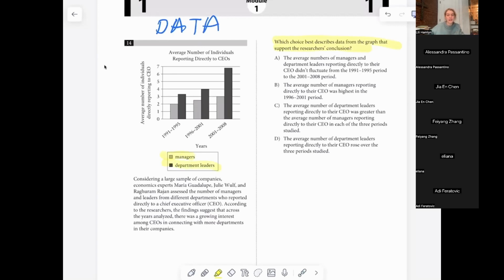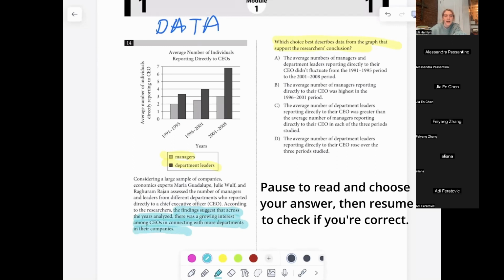Next, what we want to be reading for here is the researcher's conclusion. According to the researchers, the findings suggest that across the years analyzed, there was growing interest among CEOs in connecting with more departments in their companies. Everyone have a go at answering this: which is the correct answer based on the data in the chart and the conclusion? Once you've got your answer, pop it in the chat. And to those of you who just arrived, just put your full name in the chat. Thank you so much.